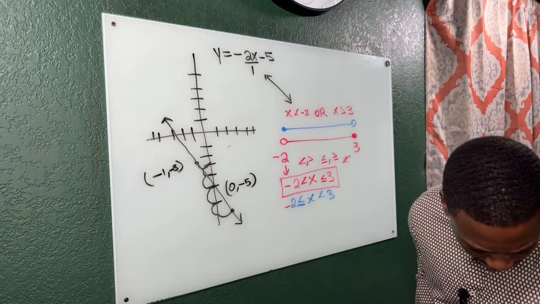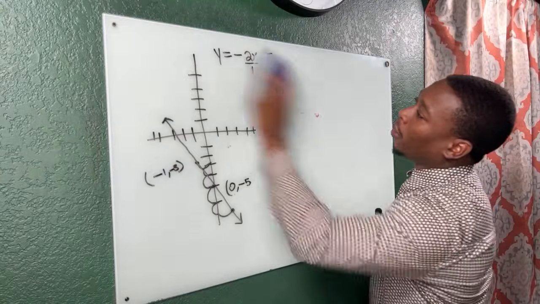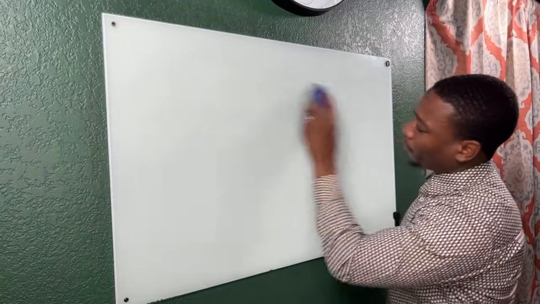Oh, we got a 90 on your Algebra 1 EOC? That's what I'm talking about. Congratulations, by the way. All right, so let's say we stopped right there.